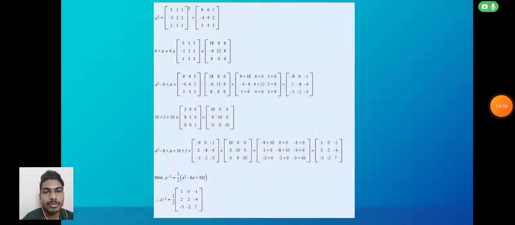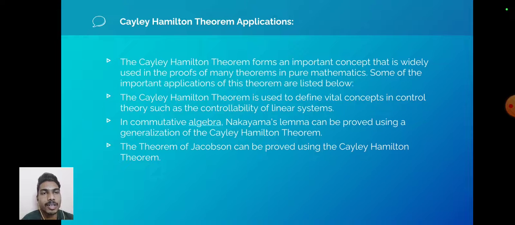So we have now discussed how we can get A inverse for the given matrix by using the Cayley-Hamilton theorem. We can also find the power of the matrix by a similar method. Now let's see the applications of the Cayley-Hamilton theorem. The Cayley-Hamilton theorem forms an important concept that is widely used in the proofs of many theorems in pure mathematics. Some of the important applications of this theorem are listed below.